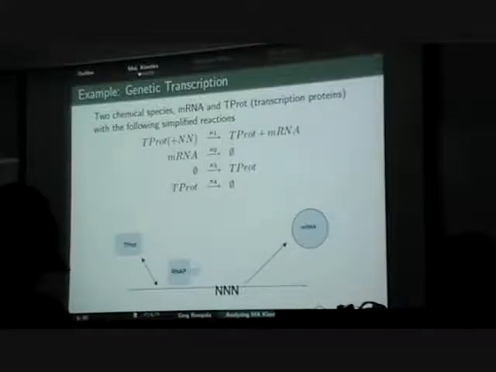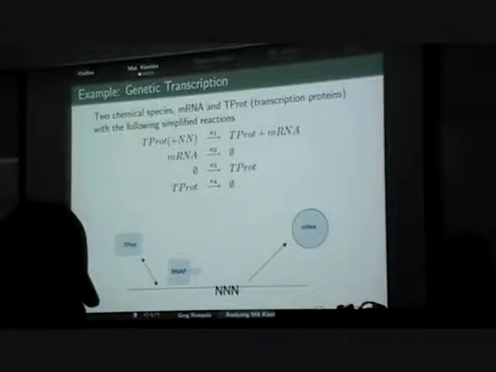So basically now, this is just an example. It's a very simple system. It has 4 chemical reactions and 2 species. The first reaction says that I'm creating the mRNA at a rate which is proportional to the amount of T-prots. Then the mRNA either gets translated or gets scrapped or gets lost, I don't care. It basically gets out of the system.